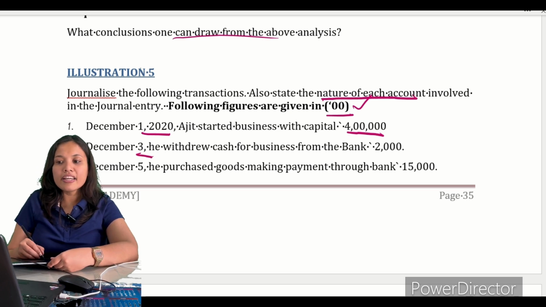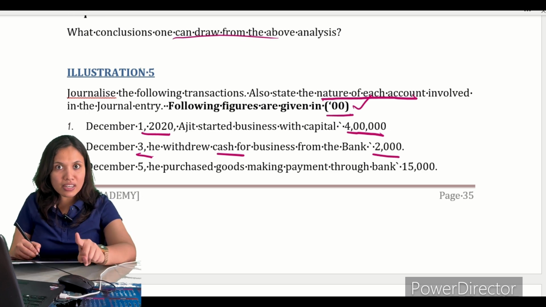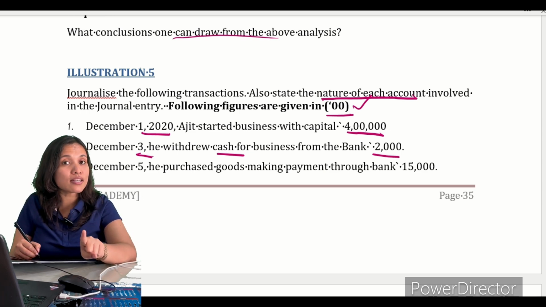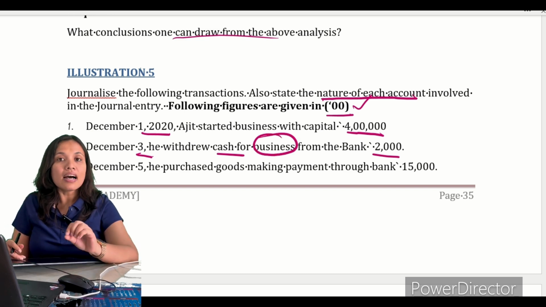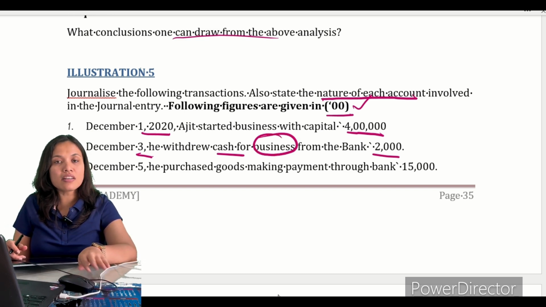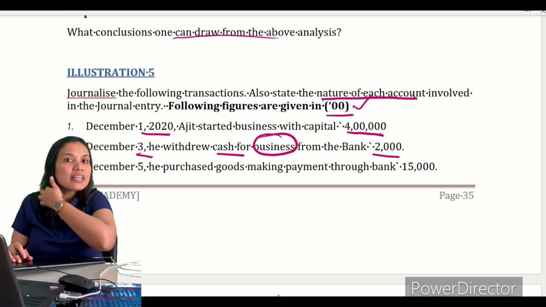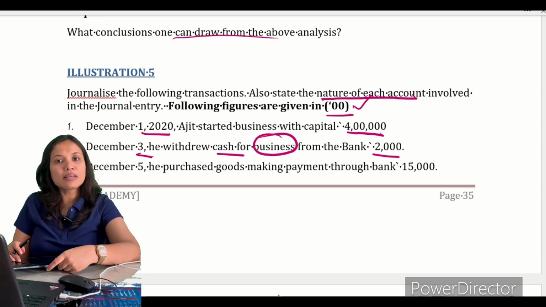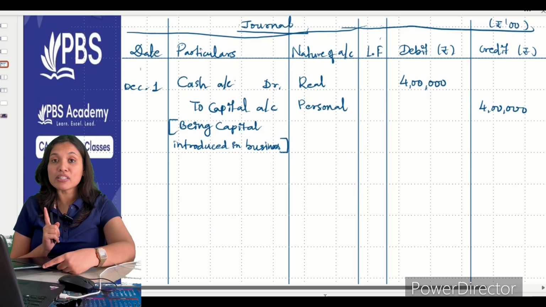Moving on to the second. December 3, he withdrew cash for business from the bank 2000. See, he has withdrawn cash but not for his personal use. It is clearly mentioned it is for business. Until and unless it is not for his personal use, it is not drawings. It is for business use. It means we have to relate it with the business expenditure only. Don't use drawings. Are you clear? Because it is nowhere said it is for personal use. It is clearly mentioned it is for business use.